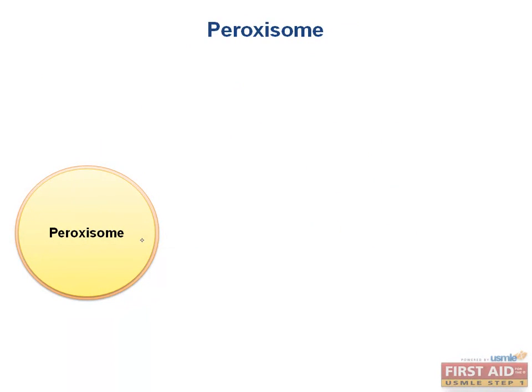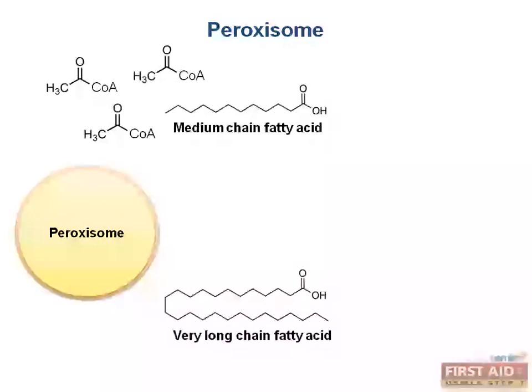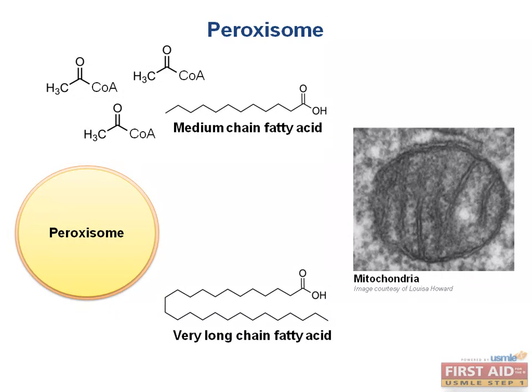Peroxisomes are the organelles where catabolism of very long-chain fatty acids, like this one, begins through the process of beta oxidation. This converts them into medium-chain fatty acids by removing pairs of carbons as acetyl coenzyme A, and the medium-chain fatty acids are then transported into mitochondria and completely degraded, which will be discussed more later in the chapter.